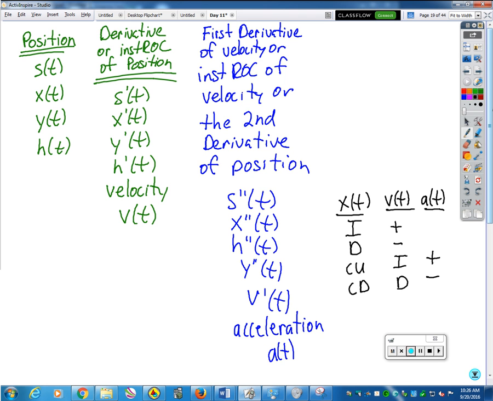Okay, if you're done with the notes, turn to the blue packet. I think it's just number 1 in the blue packet that's good. So number 1 in the blue.